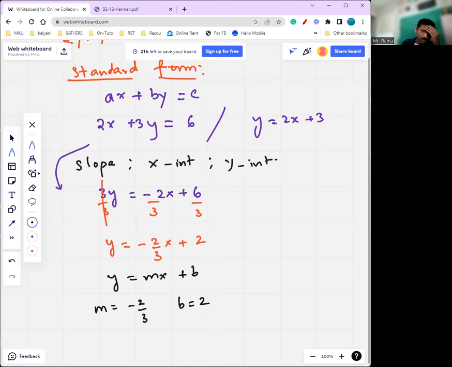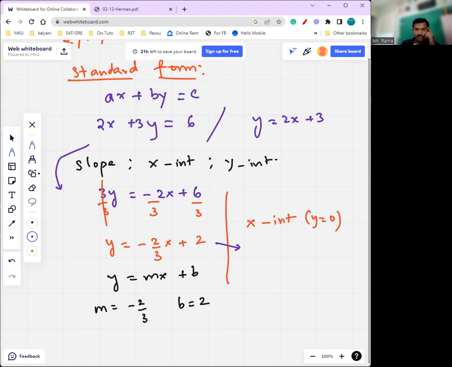But I want you to find the x-intercept also. Now, what is the x-intercept? Imagine you have a graph. X-intercept means where the point is on the x-axis, which means y is 0. So you replace y with 0, and then you can solve for x and get the x-intercept. I'll take this equation or this equation, whichever, it doesn't matter.